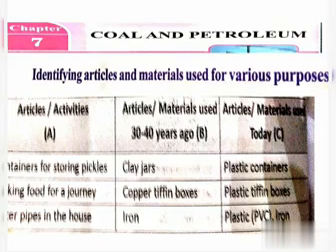In Table 1, column A, some articles are given. To prepare those articles 30-40 years back, which materials were used, you write in column B. And in column C, which materials are being used nowadays. If you don't know this, then ask your elders and collect the information in Table 1. Now we will discuss.